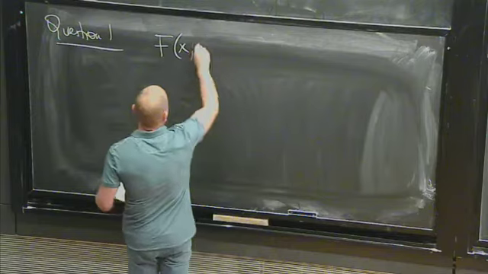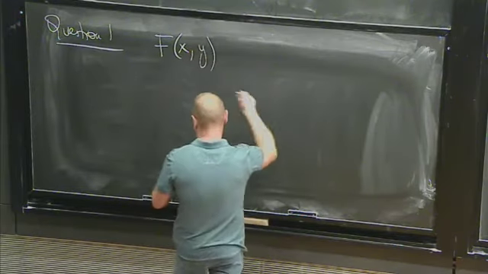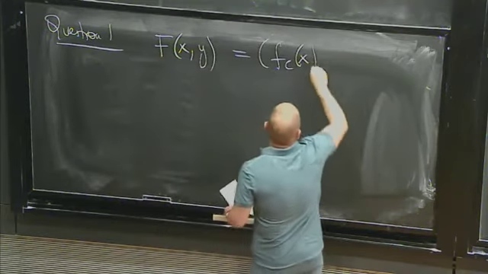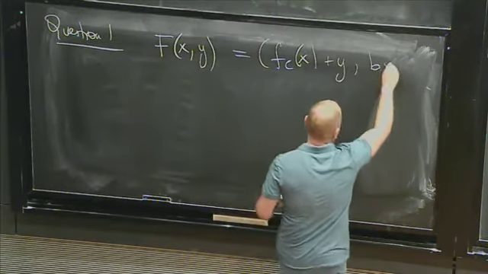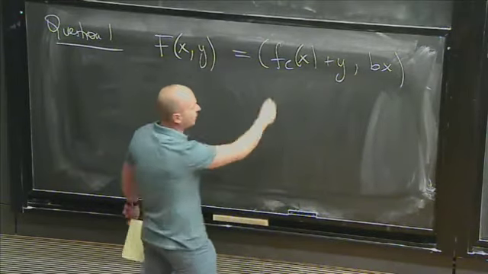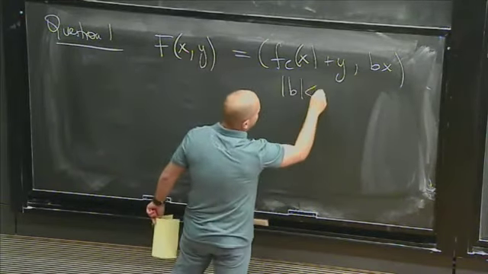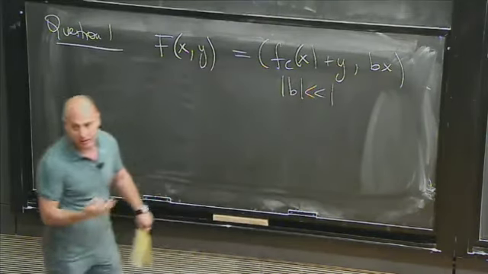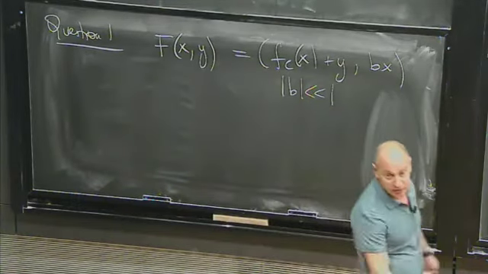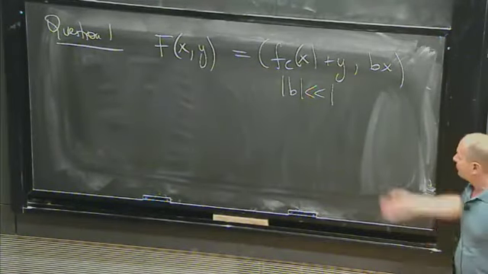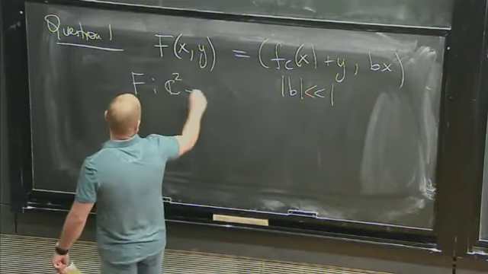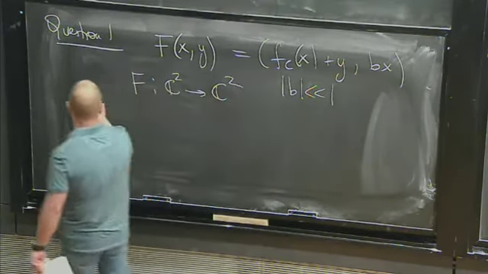We'll have f of x, y, where x and y are complex variables: f_c of x plus y in the first coordinate, bx in the second, and b is very small. This map is very dissipative. So we think of this as a very small perturbation of a one-dimensional map, the quadratic polynomial f_c of x. This is a polynomial automorphism of C2, and the question has to do with semi-Siegel points.